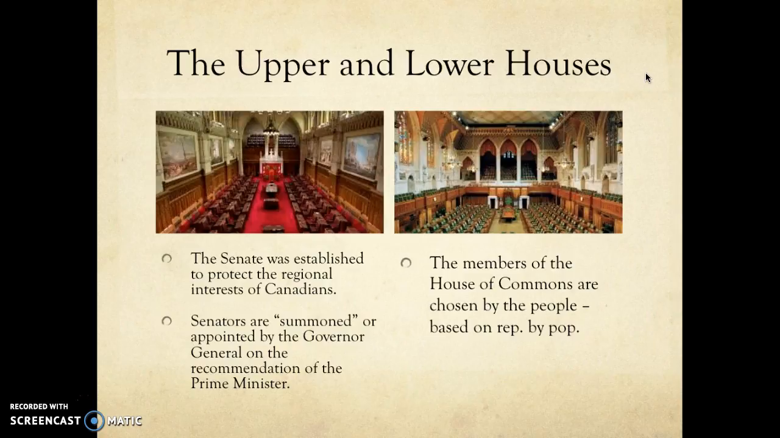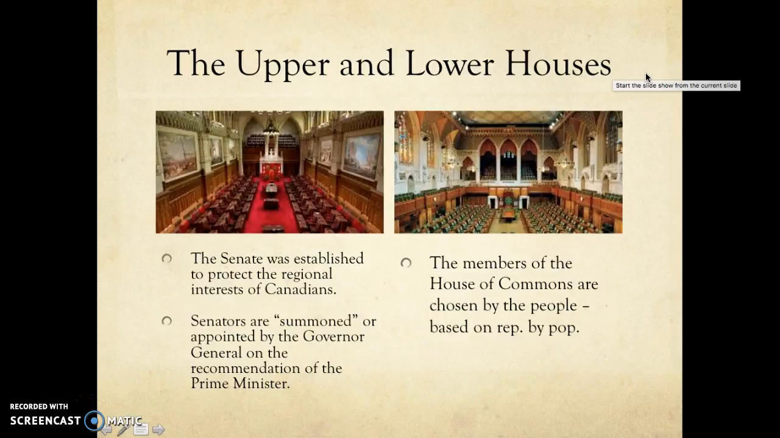The Fathers of Confederation also thought it was important that senators be able to act independently and in the best interest of all Canadians. Thus, Canadian senators were to be appointed for life, so that senators could not be swayed to make a decision one way or another because they were facing election.